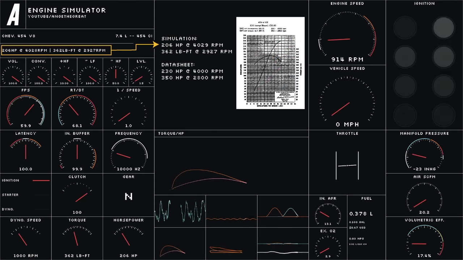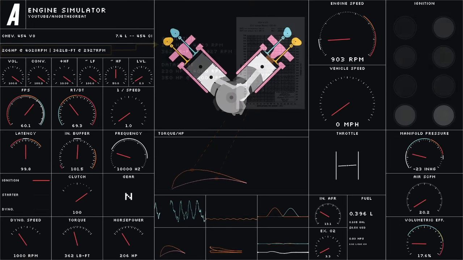If we look up the original figures given by GM in 1974, we can see that they are very close to the predicted values in the simulation. Even the curves are roughly the same shape, with both peak torque and peak power happening at roughly the same engine speed.